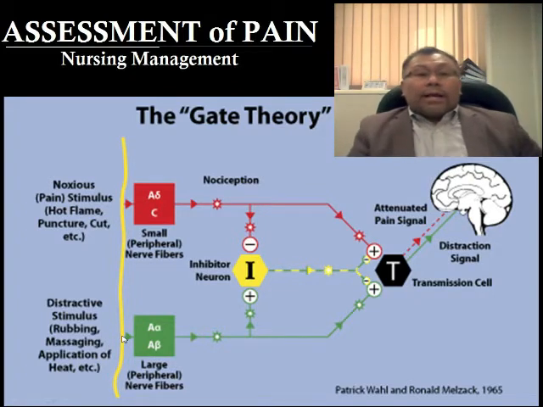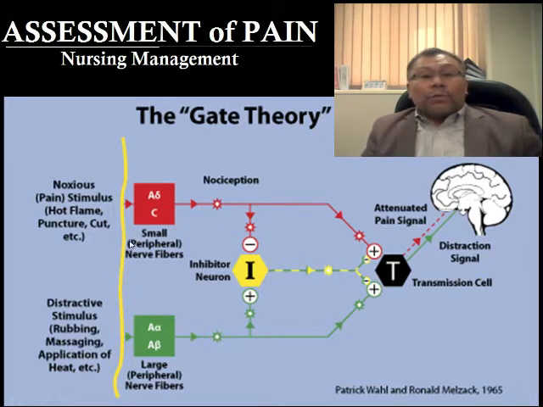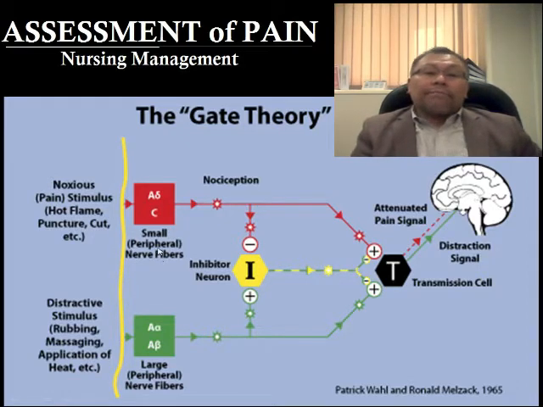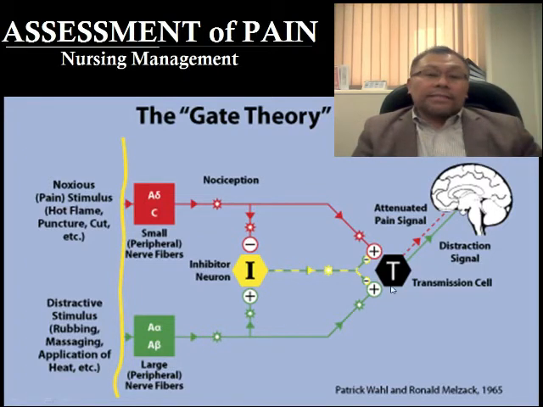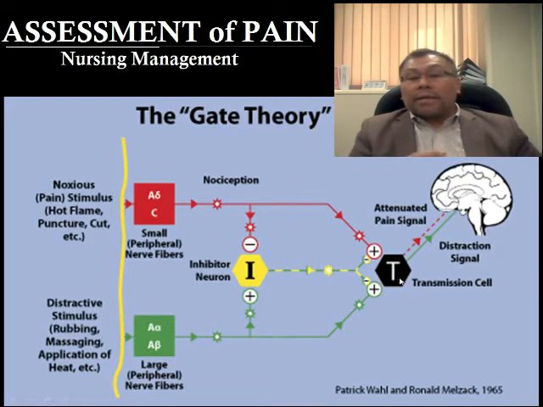If you are going to rub your skin, massaging, applying heat, and others, this will go to the small peripheral nerve fibers, and then to the nociceptors, and then we have the attenuated pain signals going to the brain, and if that's painful, there will be distraction. So that's why it is called the gate theory. Then if that's massaging, if that's rubbing, the large peripheral nerve fibers will be stimulated, going to the gate control, so there will be distraction of that.